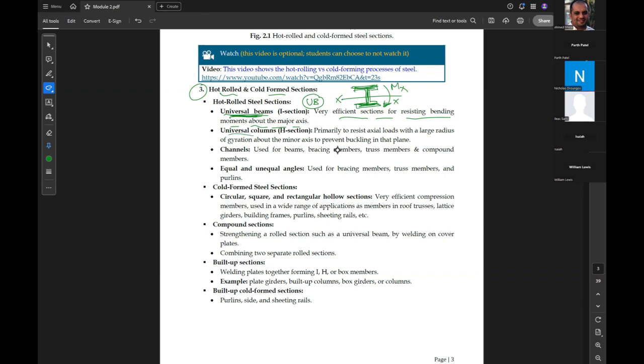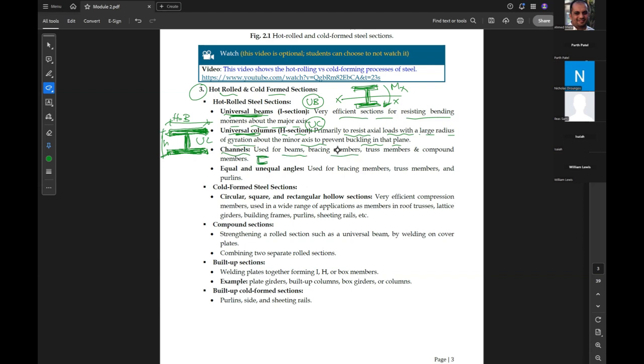We have also universal column or H section with the abbreviation UC, primarily to resist axial loads with larger radius of gyration about the minor axis to prevent buckling in plan. So it is almost the same, but it has maybe wider flange compared to the UB. This is UC because the height of the cross section is very close or equal to the width. And we have channels.